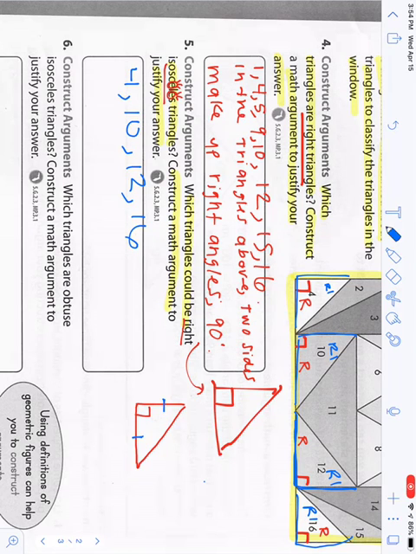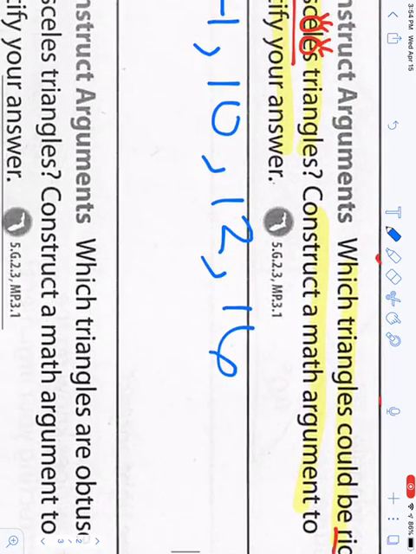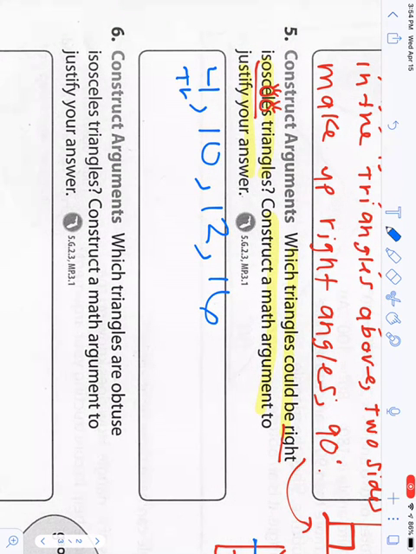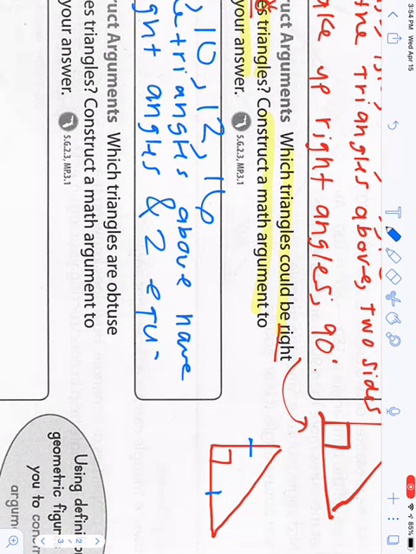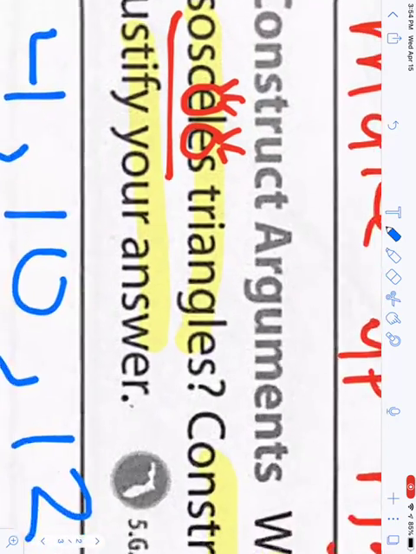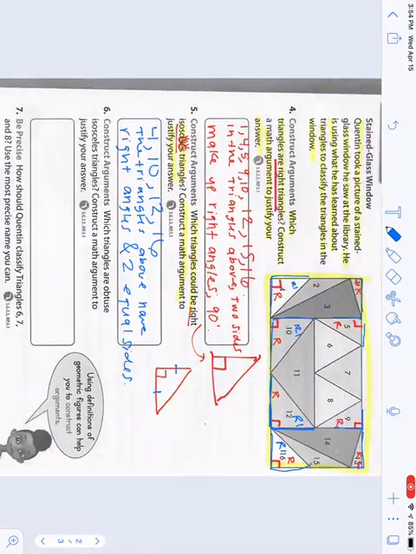And an argument to justify that is really just to define what a right isosceles triangle is. Well, we can say the triangles above, just like how we did the other one, have right angles and 2 equal sides, because that is what helps us to identify an isosceles, 2 equal.